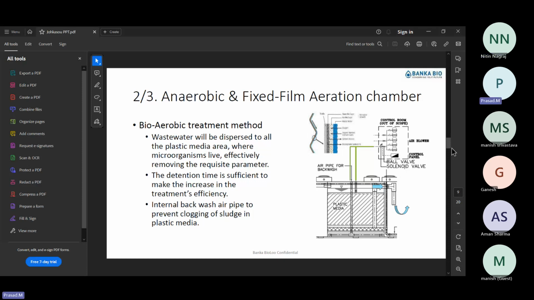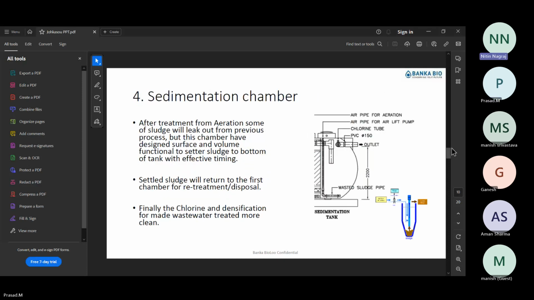And then it will go to the sedimentation tank. This is the fourth tank. Whatever biomass is developed by the bacteria will be settled in the settling tank, and then at the outlet there is a chlorine tube, a chlorine contact. We are using chlorine tablets. So again, an advantage I would like to tell you here: we are using chlorine tablets. We are not using a chlorine dosing pump or a chlorine dosing tank.